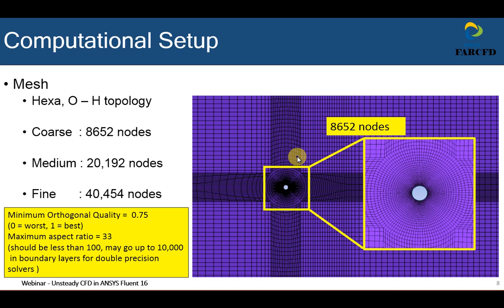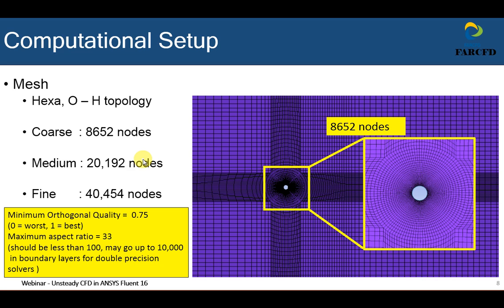For the 3-dimensional case, please use a factor of 1.25 in all 3 directions to increase the overall mesh size by a factor of 2. Minimum orthogonal quality is 0.75 and maximum aspect ratio is approximately 33.